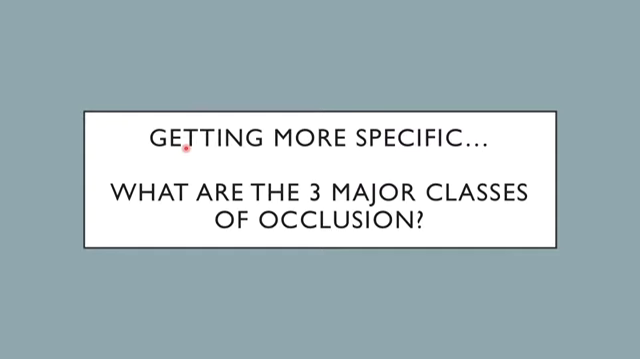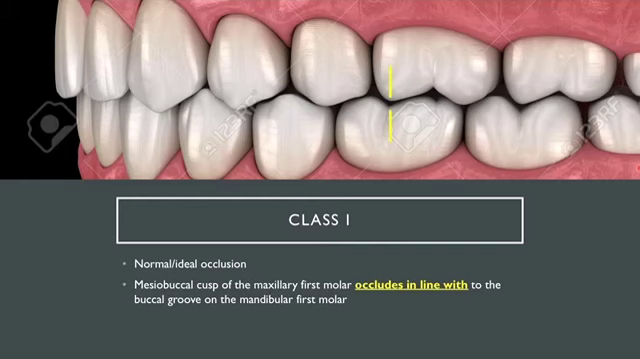Now let's get more specific. What are the three major classes of occlusion? They are Class 1, Class 2, and Class 3. Let's talk a little bit about those. Class 1 occlusion is the normal or ideal that we talked about in the previous slide. It is where the mesial buccal cusp of the maxillary first molar is occluding in line with the buccal groove of the mandibular first molar.